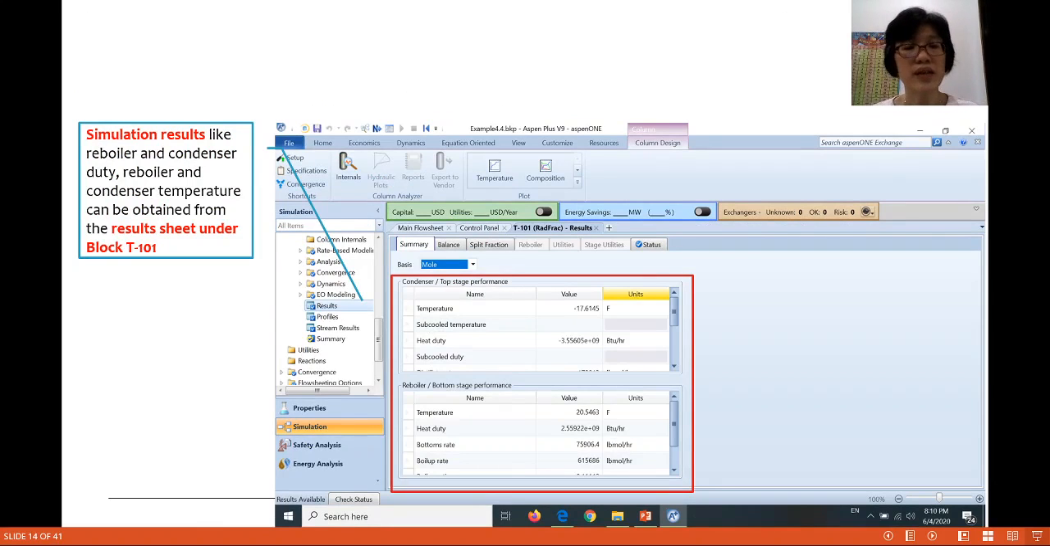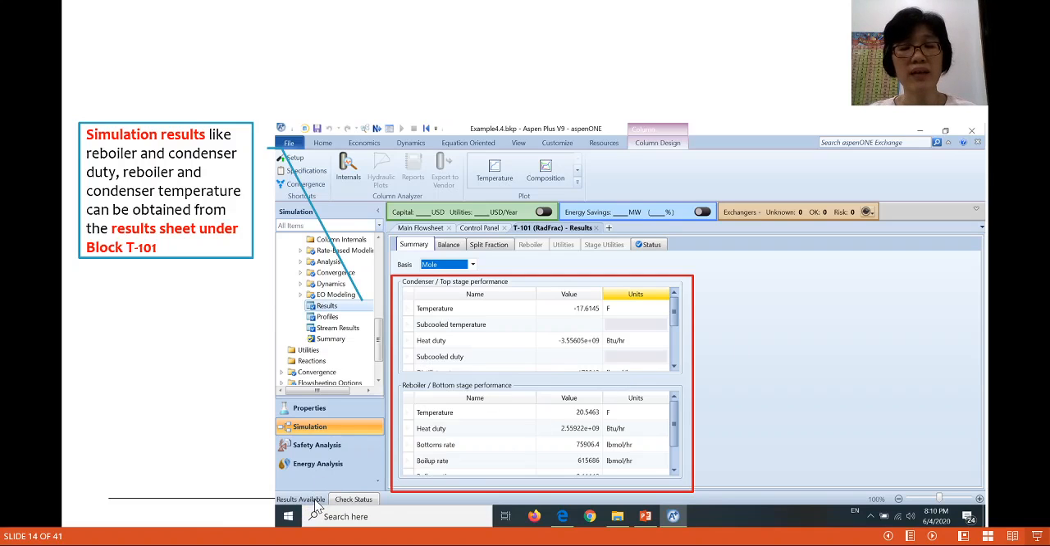results page. You can go to, still under the block, under block T101, you have the results page. Okay. So this is the results with the status of results available with no error, no warning. Okay. So for sure you don't need to worry to extract the information, because this is a green button for you to extract the information.